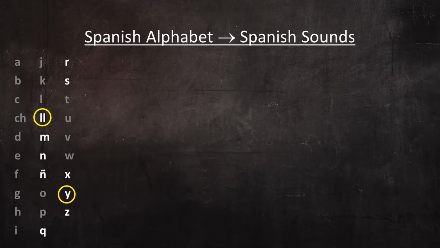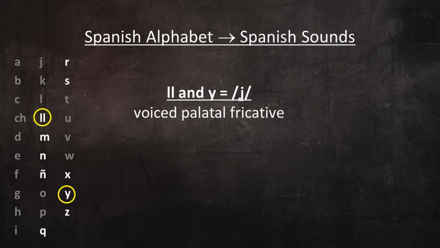In about 90% of Spanish dialects, double L and Y represent a single sound. The specifics of that sound vary from dialect to dialect around the Spanish-speaking world, with the voiced palatal fricative phoneme being one of the more common. In about 10% of dialects, double L represents a different sound that I call Elye.